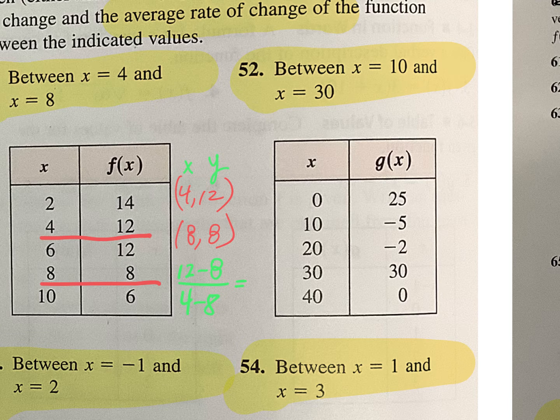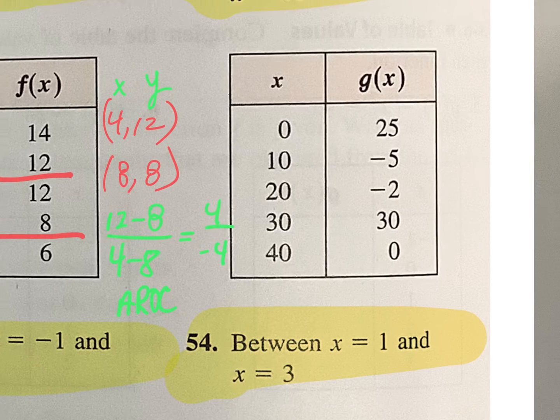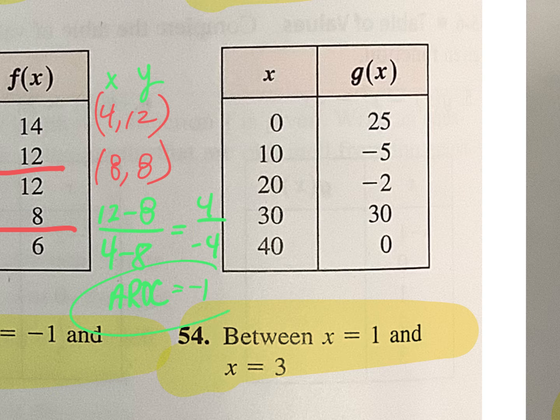Perfect. So 12 minus 8 is what? 4 over, what's 4 minus 8? Negative 4. So what is your average rate of change for this function? Negative 1. What is that telling you about your function between those 2 points? It's going which direction? Going down, okay?